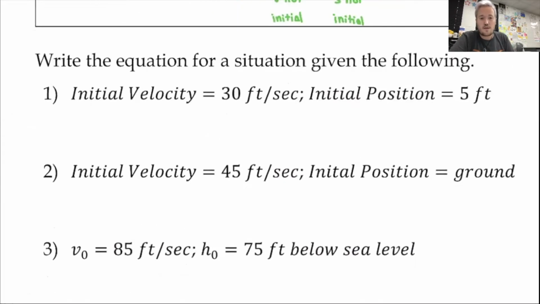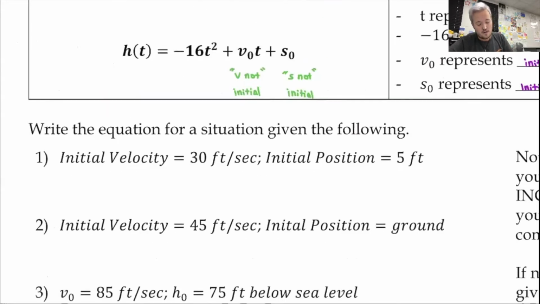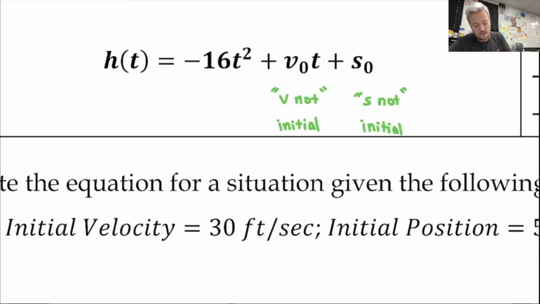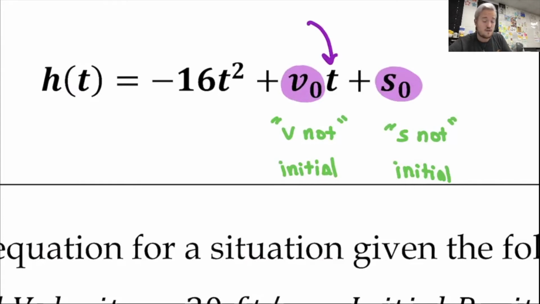So looking at these first questions here, we're only going to be writing the equation. We're not actually solving for anything yet. So we're using the projectile motion equation here. The only thing that you're going to have to fill in is the initial velocity and the initial height. So the negative 16t squared, you leave the same. And your t value right here, you leave the same. We're only plugging in for the initial velocity and the initial height.